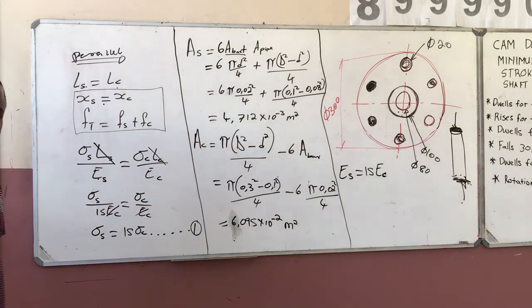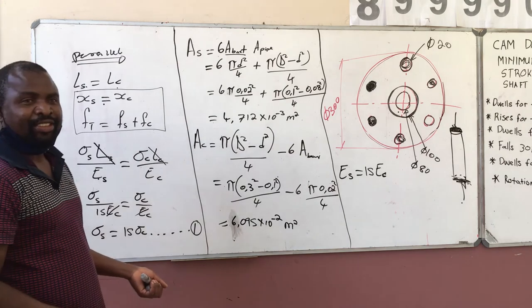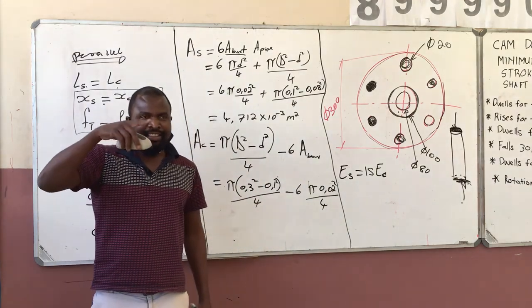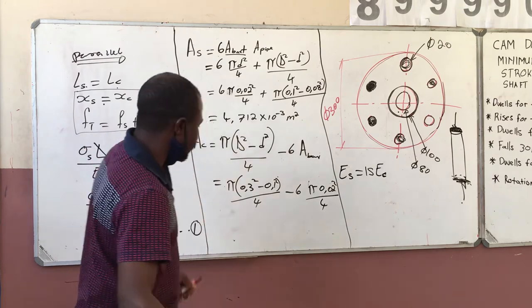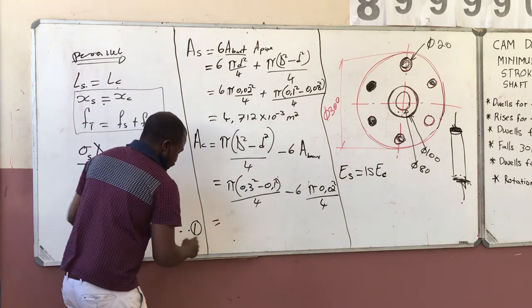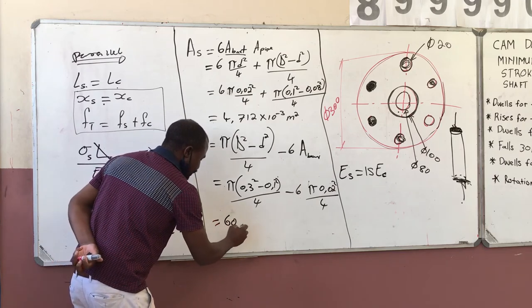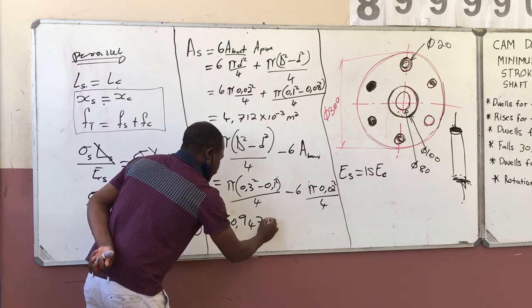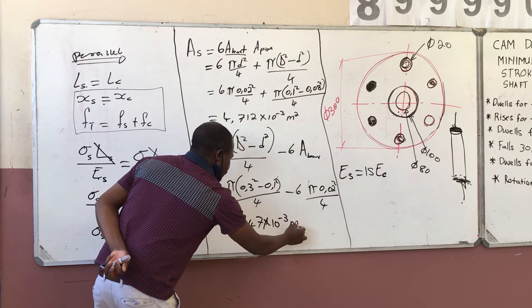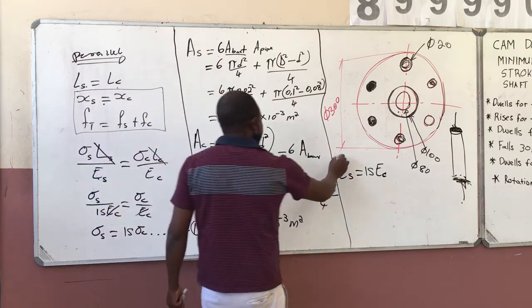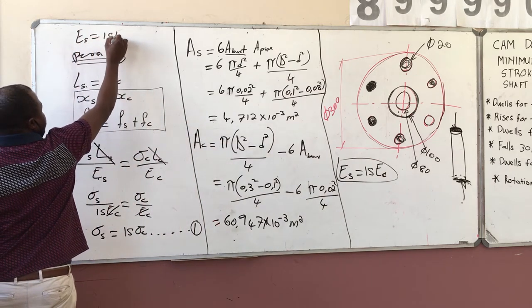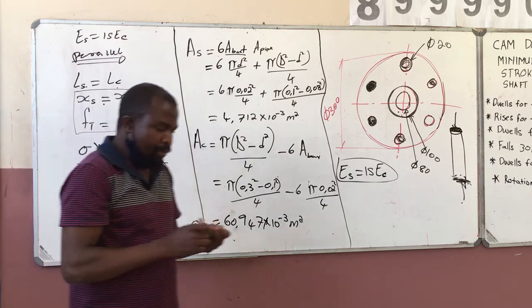Is your calculator in engineering mode? There's something like ENG on your calculator. You just punch that one once. 60.947 times 10 to the power negative 3 meter square. So this one, I will come and write it this side. I want to erase that. Es is equal to 15 Ec. So we are done with this one.